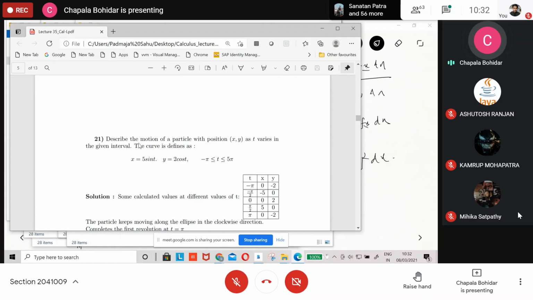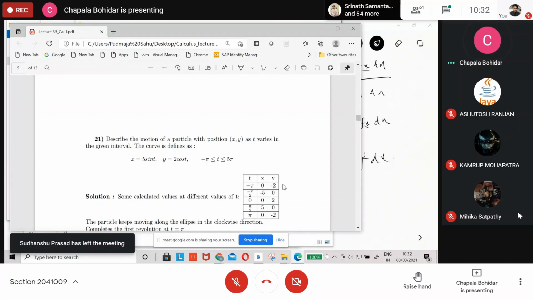Since the cos and sin functions have period 2 pi, first we find the value of x and y between minus pi and pi. So the period is 2 pi. Okay. Considering the values, when t is equal to minus pi, the value of x is equal to 0 and the value of y is equal to minus 2. Similarly, for t from minus pi to minus pi by 2, then 0, then pi by 2 to pi. We consider all these values.